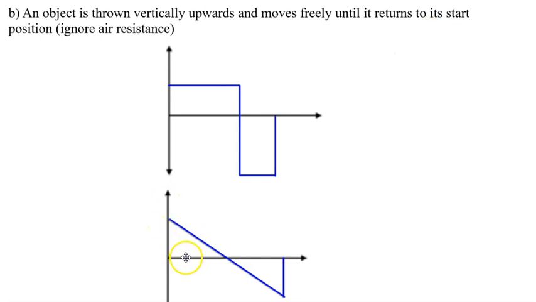The areas of these two triangles should be the same. So the area of the first triangle represents the height that it's on its way up, and the area of the second one should be the same because it's obviously going to rise to the same height that it falls.